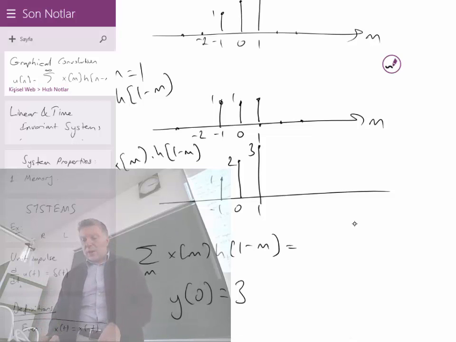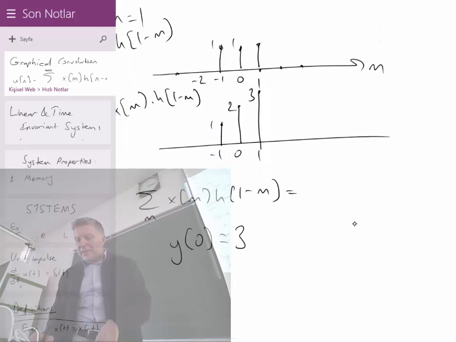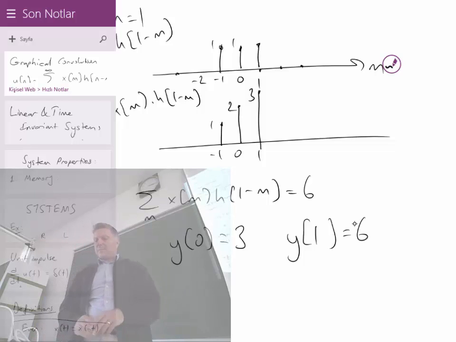What is the summation of 1, 2 and 3? 6. So what is this 6? Y of what? 1, right? N is equal to 1. This is equal to 6.